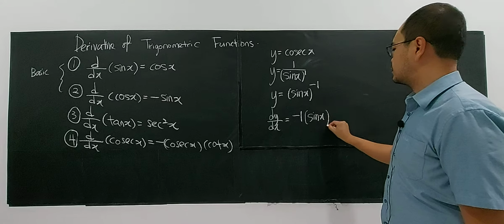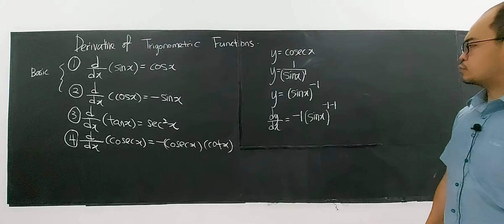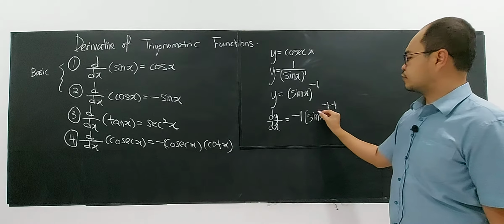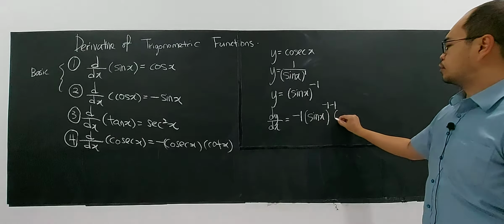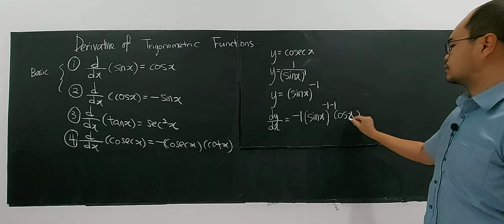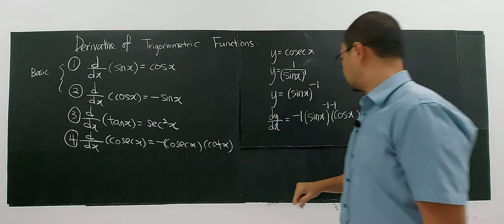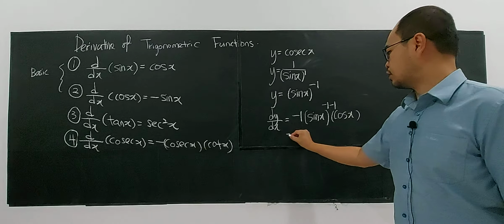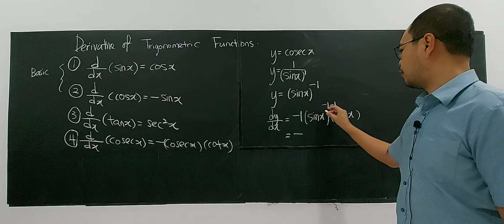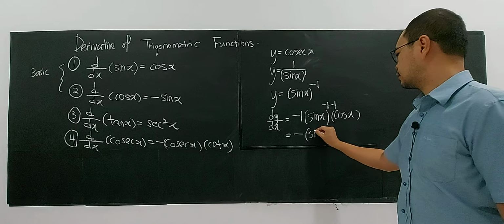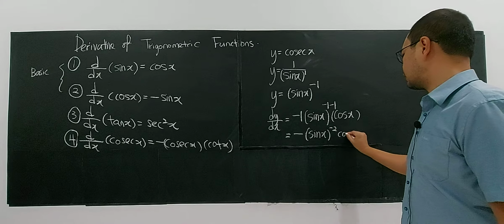And sine x to the power of minus 1. Alright, minus 1. And differentiating the function inside the bracket, your f(x), which is sine, you're getting cos x. The basic one, differentiating sine, you're getting cos x. Alright, now I'm rearranging all this. I have negative 1, as this is sine to the power of negative 2, right? Sine x to the power of negative 2 cos x.